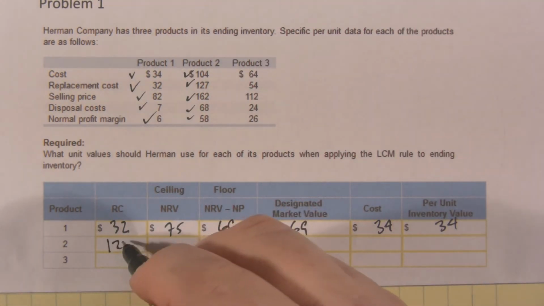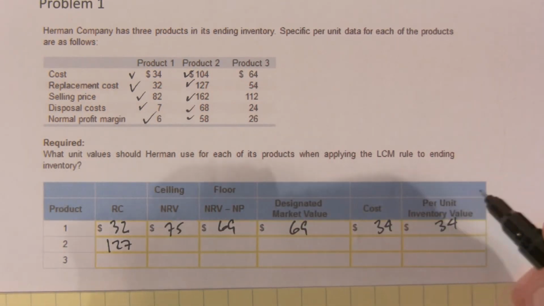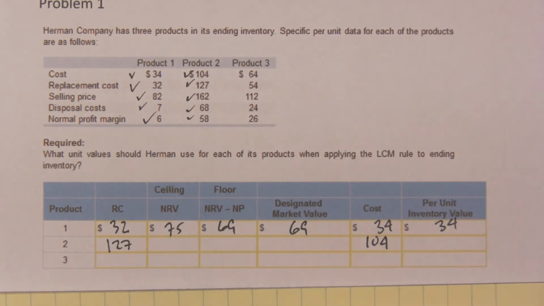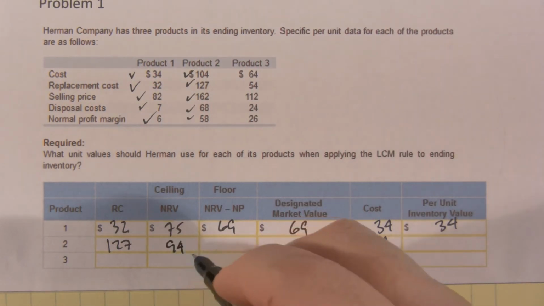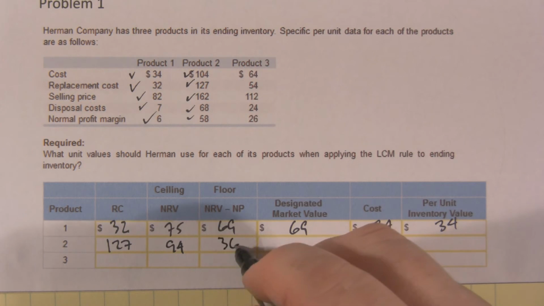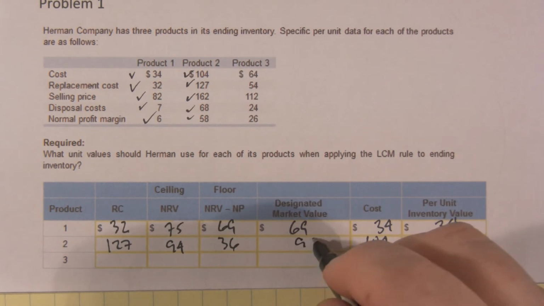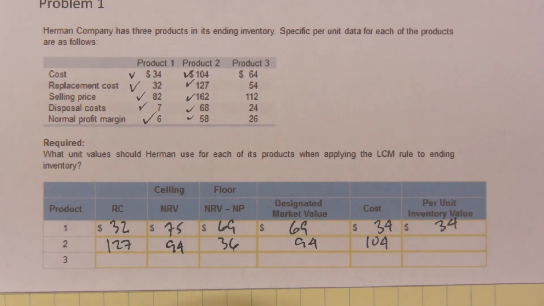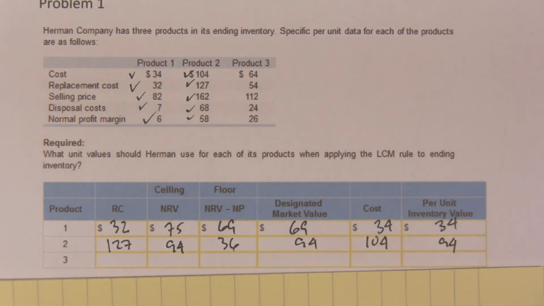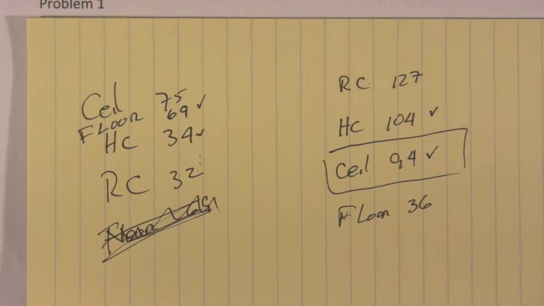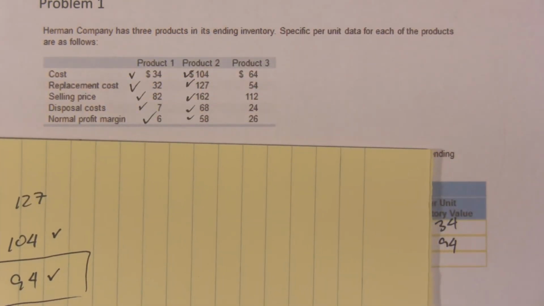So again, our replacement cost on this is 127, and our historical cost on this was 104, and our ceiling is 94, and our floor is 36, and our designated market value would be the 94, that's the ceiling, so we would mark that down. And we have one more to do. So we did those two. Now let's do the third one, which is right there.